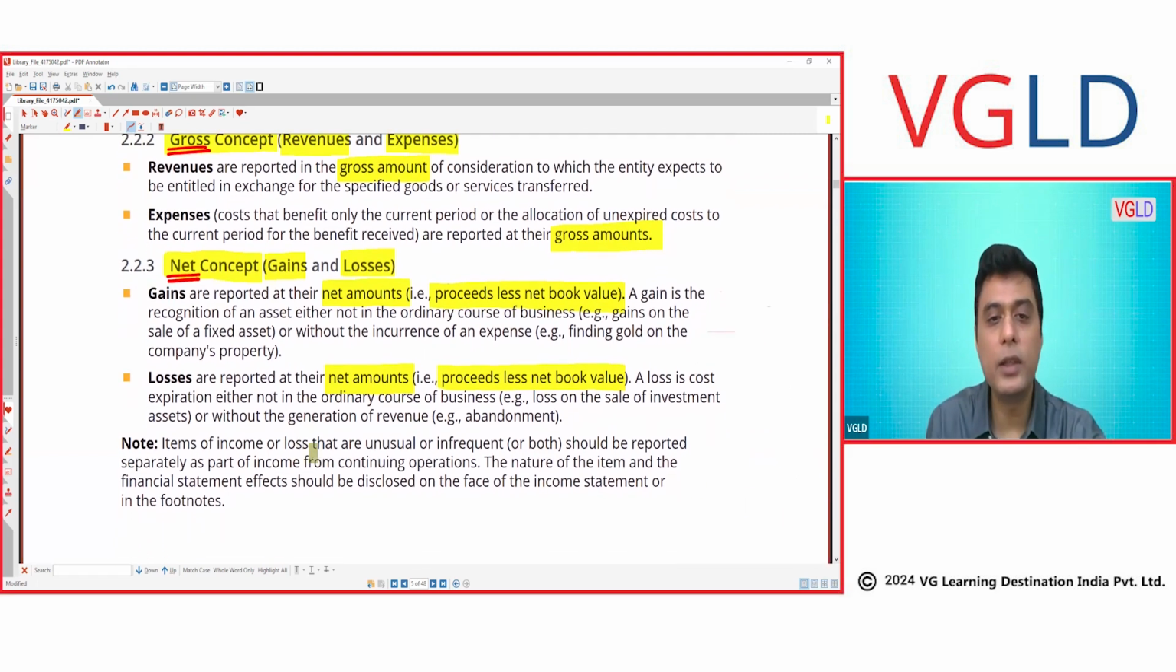Note, items of income or loss that are unusual or infrequent or both should be reported separately as part of income from continuing operations. Nature of the item and the financial statement effect should be disclosed on the face of the income statement or in the footnotes. Now, what does this mean? So let me quickly show you how the income statement looks.